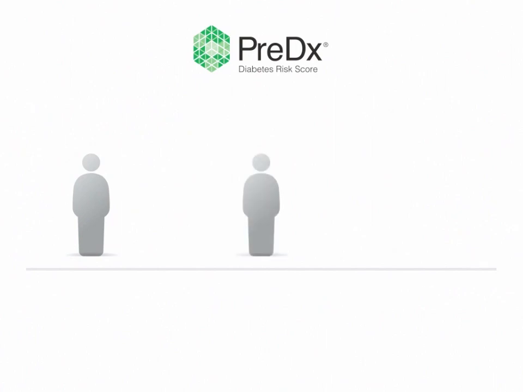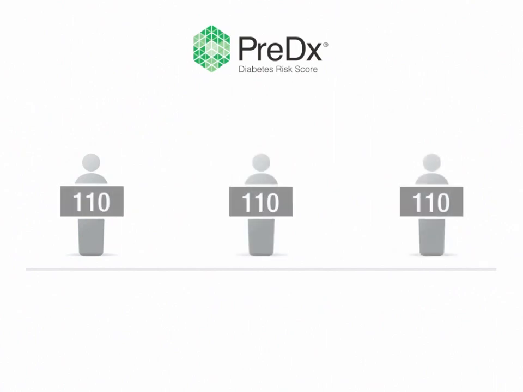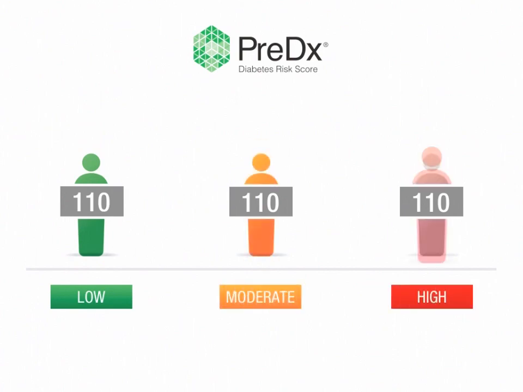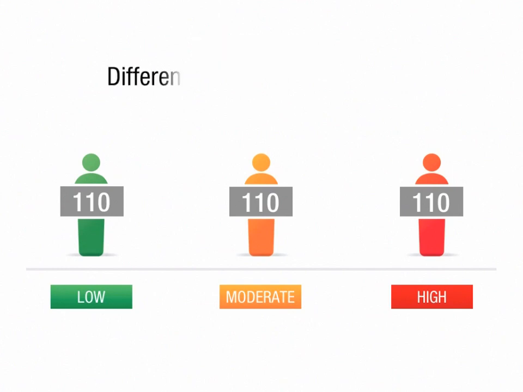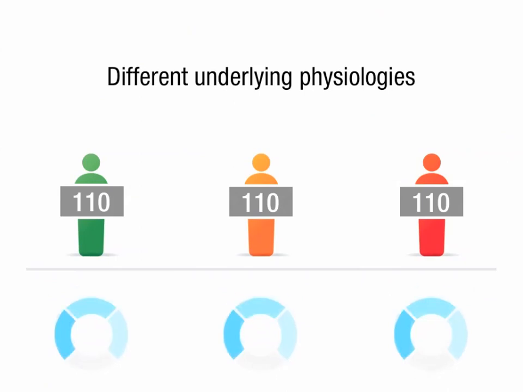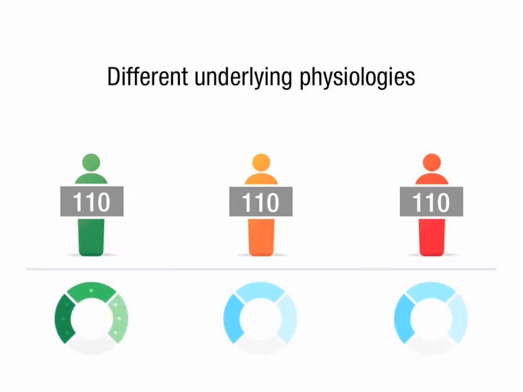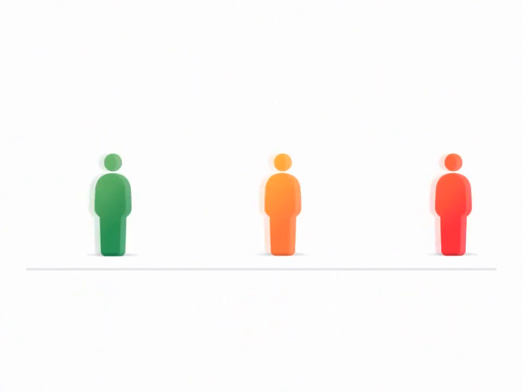Let's say we have 3 patients with the same fasting glucose level, and each one of them is given a PreDx DRS. Their PreDx Diabetes Risk Scores reveal that one has a lower risk for converting to diabetes within 5 years, yet another is at a moderate risk, and a third is in the high-risk category. What those scores are telling us is that these 3 patients have different underlying physiologies, and that the biomarkers measured in the PreDx DRS test are revealing a difference in the capacity of these people to withstand the kinds of insults that lead to diabetes.